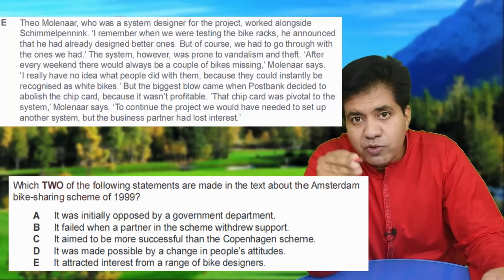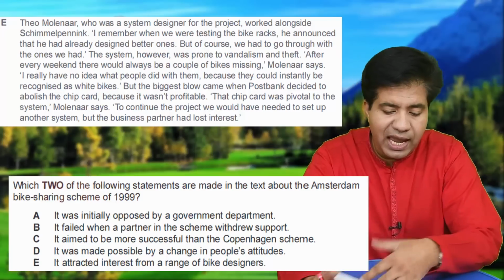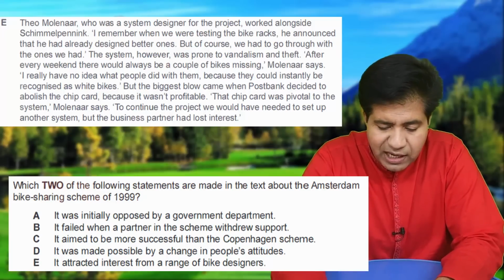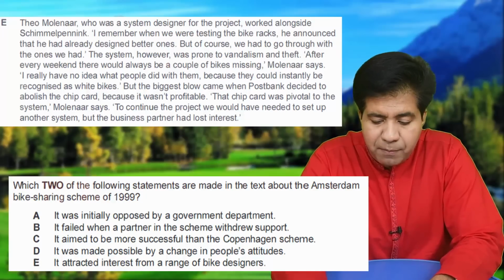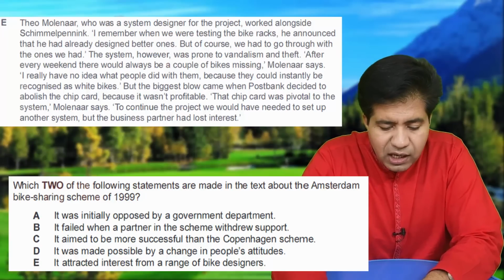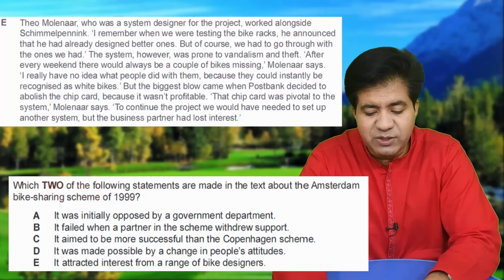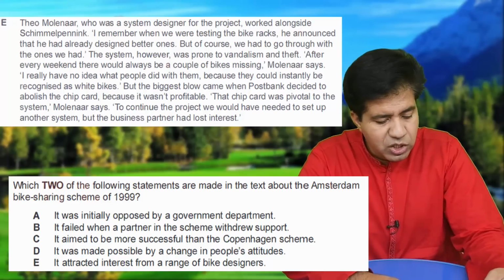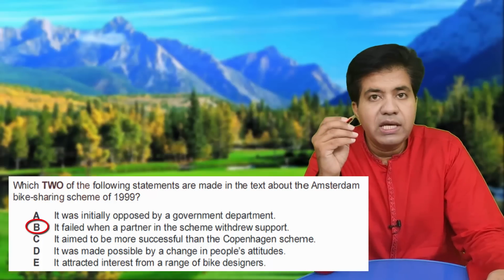Now withdrew support and lost interest, they are synonyms, and for partner they are actually using the name. Molinar says to continue the project they would have needed to set up another system, but the business partner, they had a business partner alongside Shimal Penning, so he lost interest. So that is why this paragraph E has this information. So option B, it failed when a partner in the scheme withdrew support, is the right one.